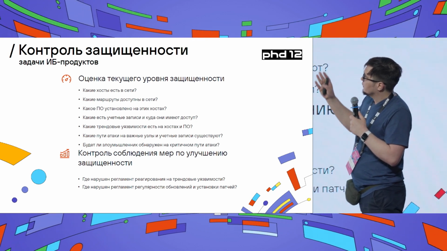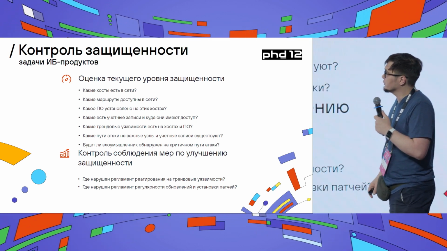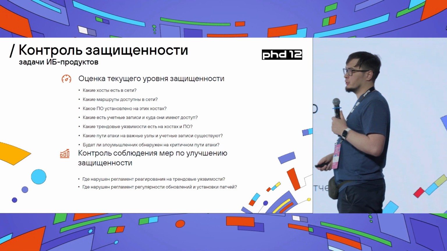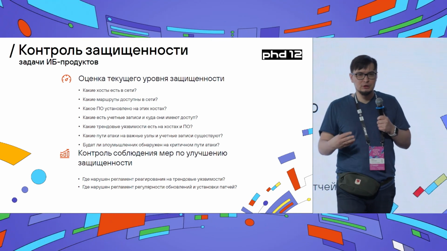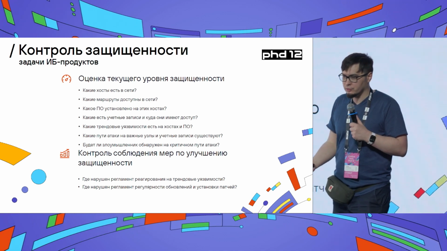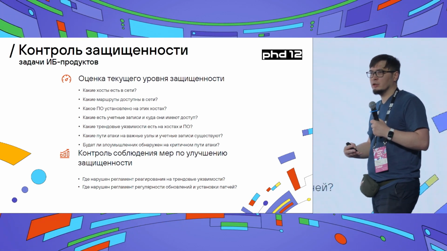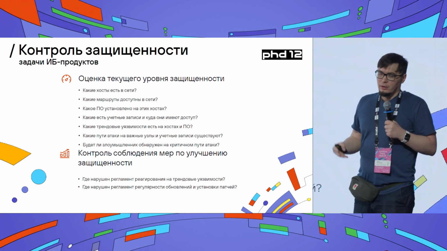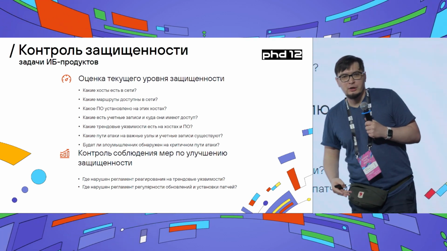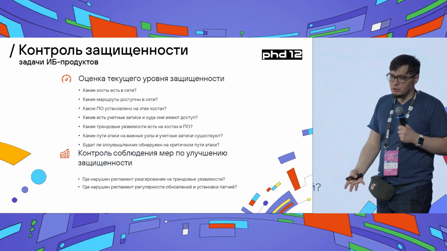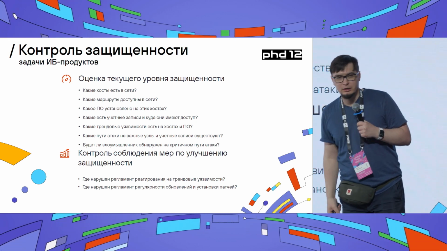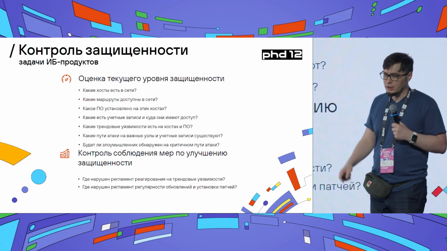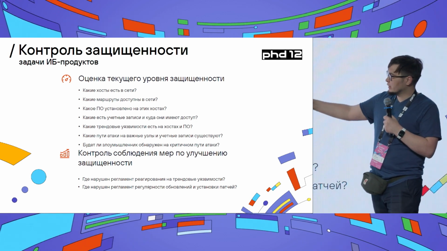Let's look at the second class of products, and these are security control products. And there are, again, two main questions. First, we need to assess the current level of security of our infrastructure to see what hosts we have, what routes exist between those hosts, what accounts are there, what vulnerabilities are on the hosts.